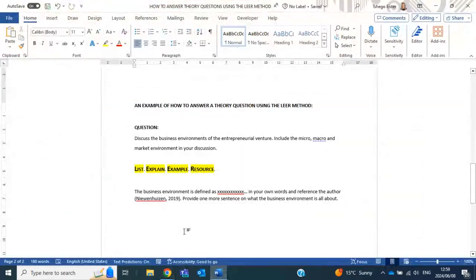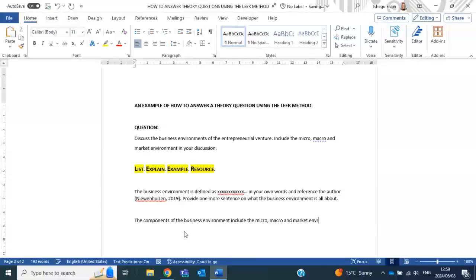Then you go and you will say the components of the business environment include the micro, the macro, and market environment. Right? Then you have to discuss each: the micro, the macro, and the market environment.